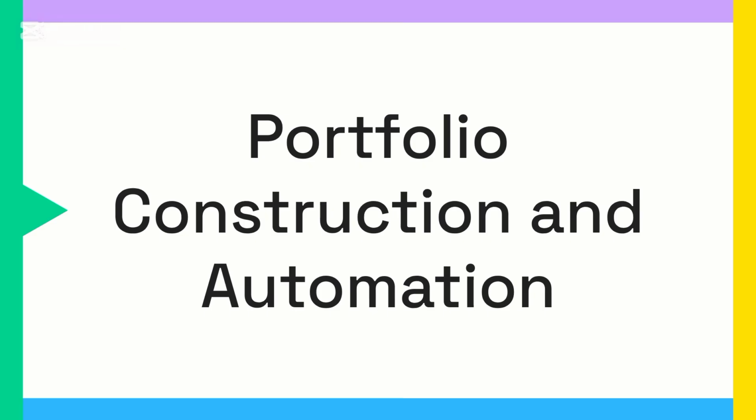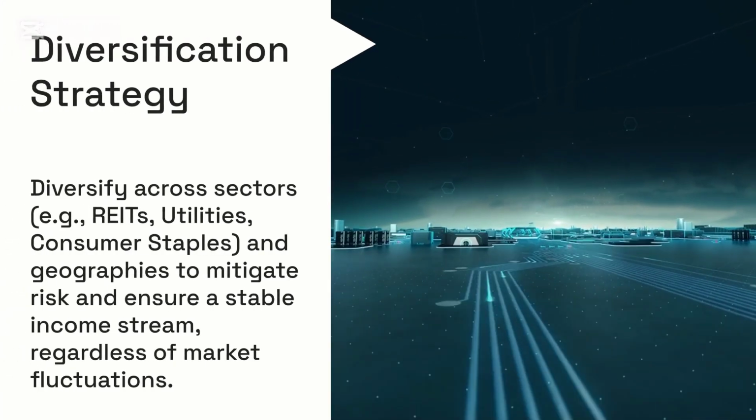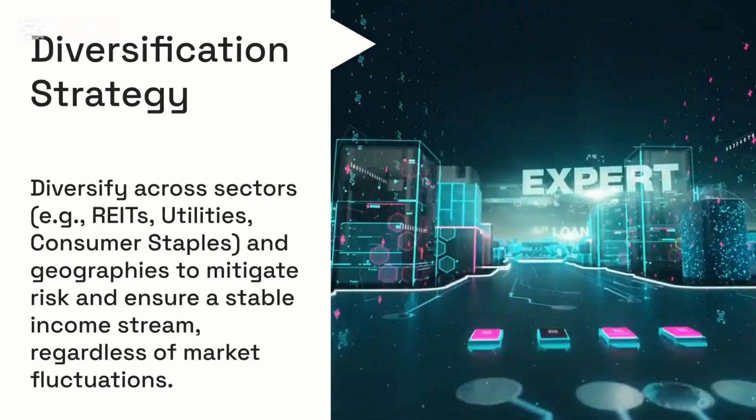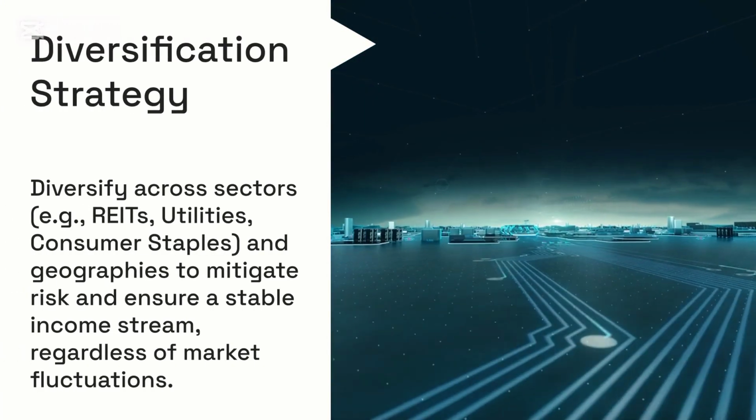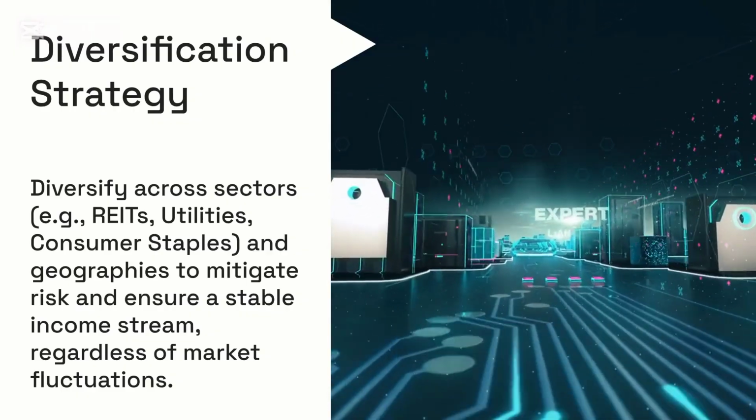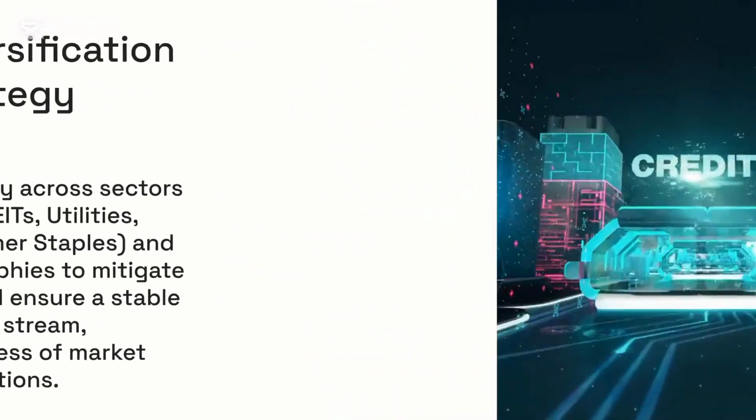With your AI-vetted stock list in hand, it's time to build and automate your dividend portfolio for hands-off income generation. A strong dividend portfolio must be diversified. Spread your investments across various sectors to ensure that a downturn in one area doesn't jeopardize your entire income stream.